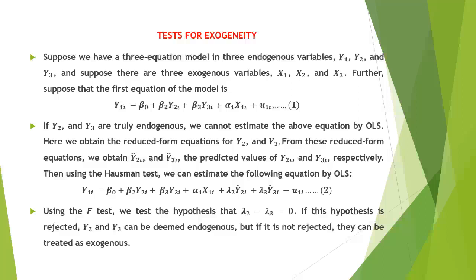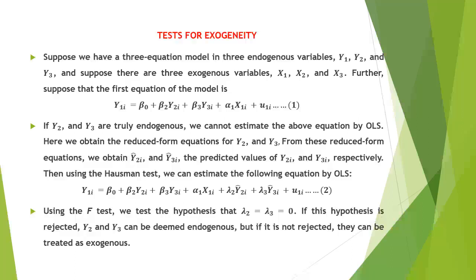If y2 and y3 are truly endogenous, we cannot estimate the above equation using the OLS method. But how do we find that? We can proceed as follows. We obtain the reduced form equations for y2 and y3. You must understand that the reduced form equations will have only predetermined variables on the right hand side. So from these reduced form equations we obtain y hat 2 and y hat 3. These are the predicted values of y2 and y3 respectively.